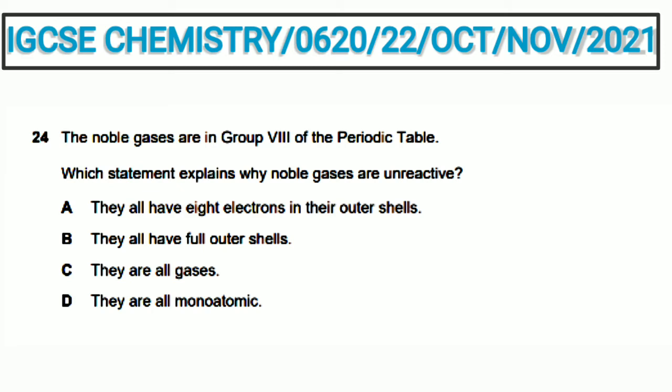B. They all have full outer shells. Yes, they all have full outer shells. That is the reason for noble gases being unreactive. So statement B is the correct answer. C. They are all gases. Yes, they are gases, but that is not the reason they are unreactive. D. They are all monoatomic. Yes, they are monoatomic, but that is not the reason why they are unreactive. So correct answer here is option B. They all have full outer shells. That is the reason which makes them unreactive.